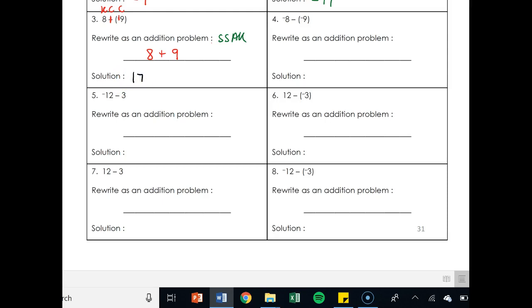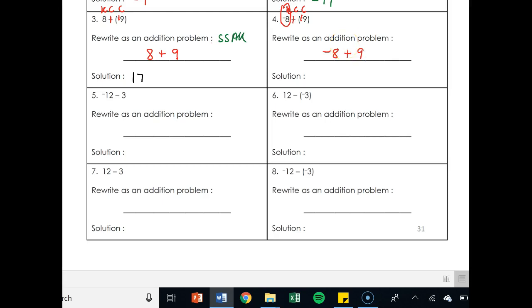And one more, all right? So we have negative 8 minus a negative 9. So keep, change. Again, super tempting to change that first negative, but again, you just keep it. That first number, you just keep it the same. So the minus sign becomes an addition sign. The negative becomes a positive. So this becomes negative 8 plus 9, positive 9, right?